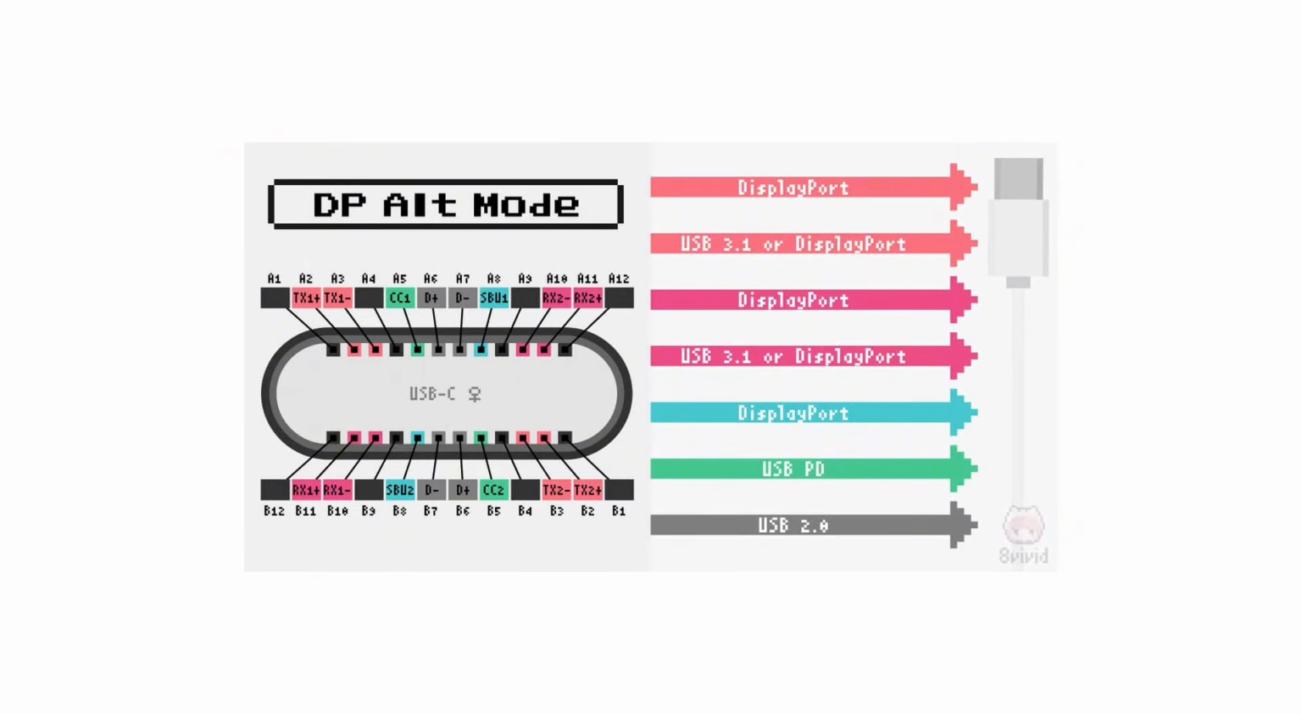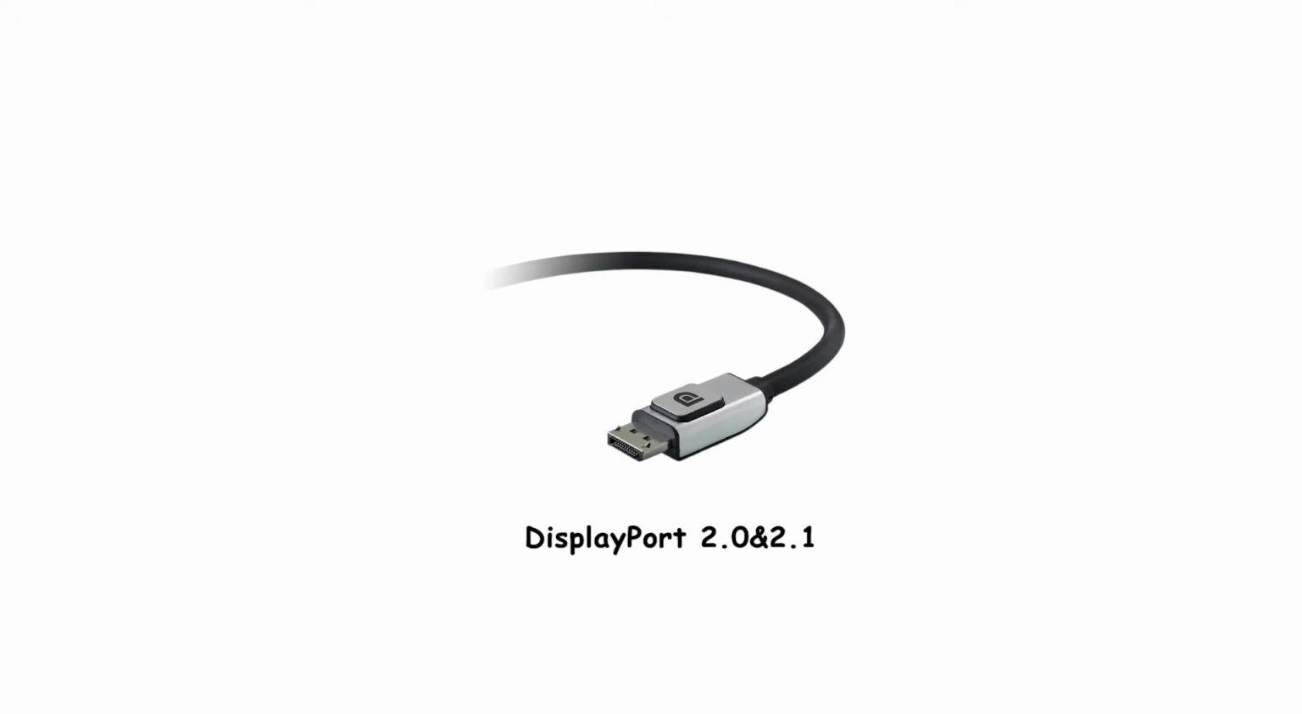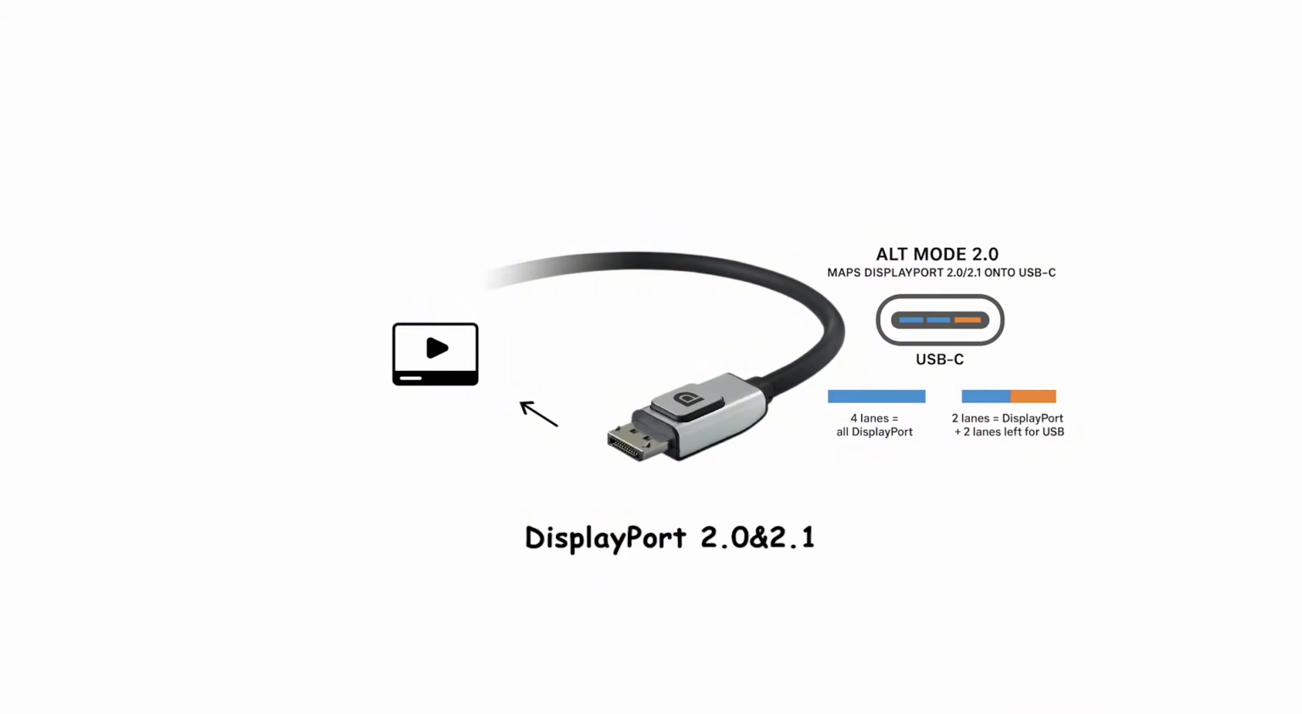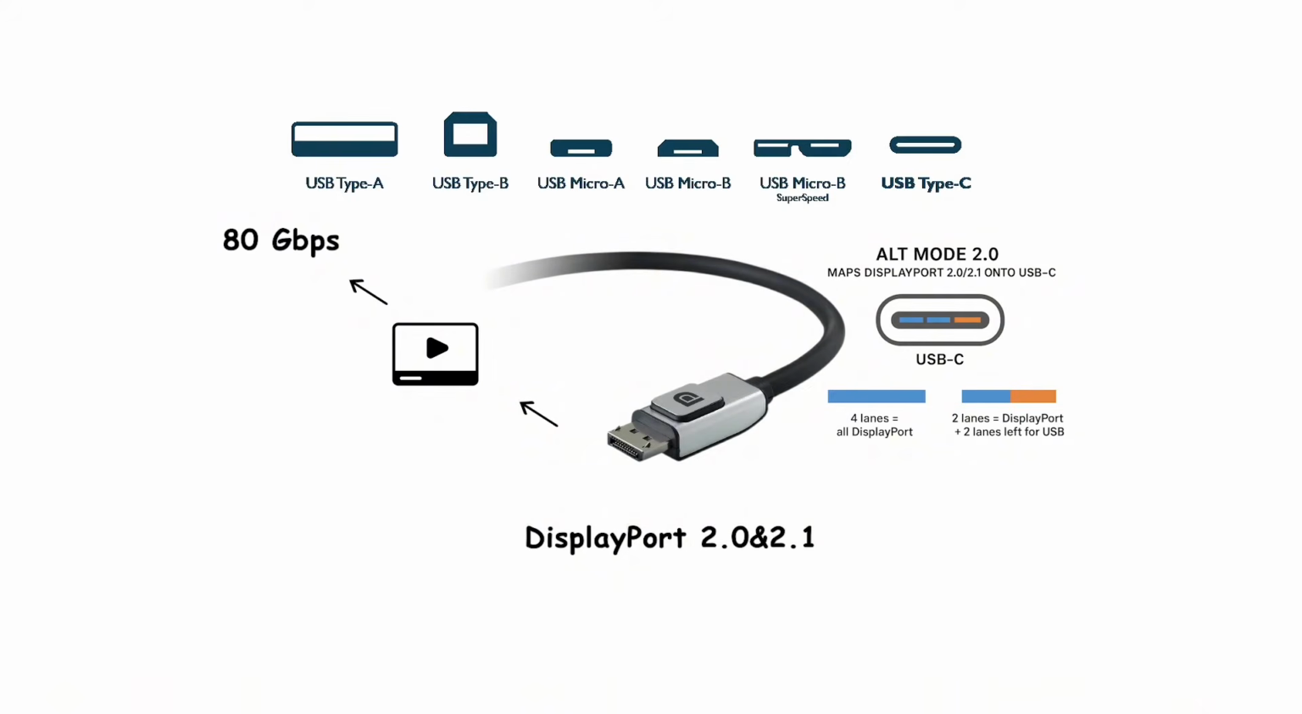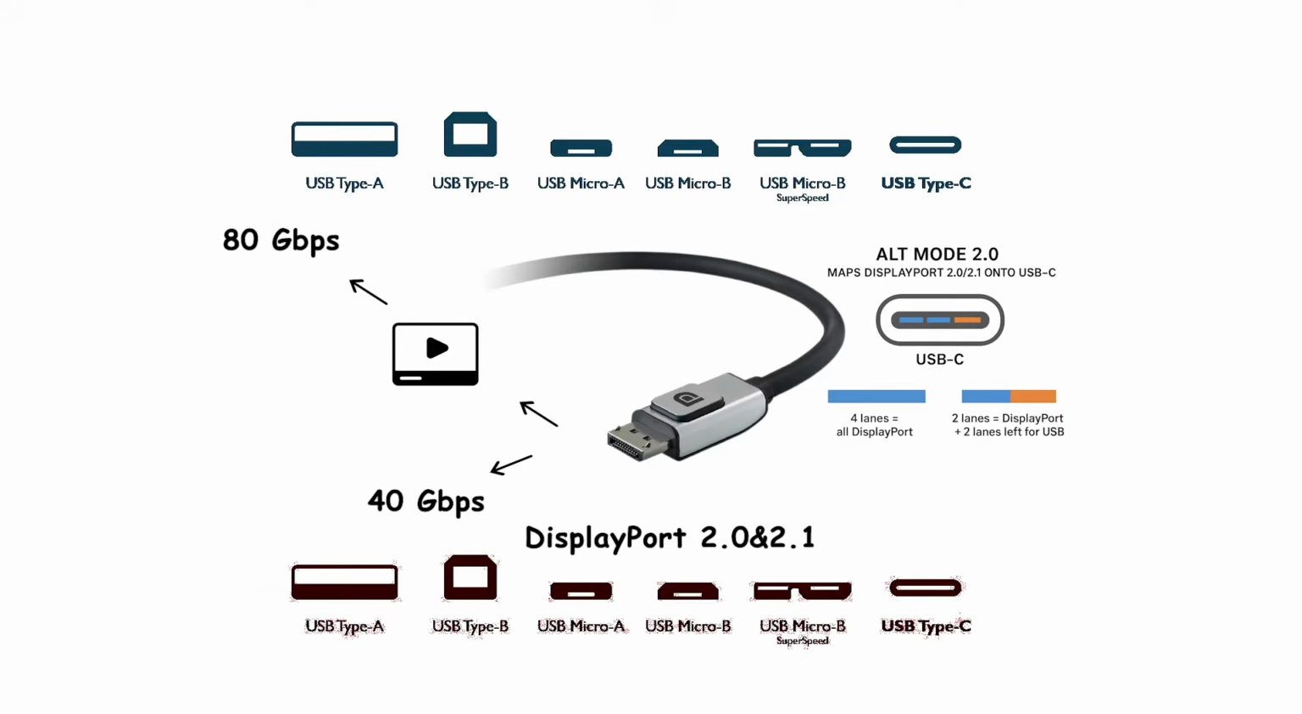Alt Mode 2.0 maps DisplayPort 2.0 and 2.1 onto USB-C. With all 4 high-speed lanes used for video, it carries up to 80 gigabits per second of DisplayPort. If you also need fast USB data on the same cable, it runs up to 40 gigabits per second for video, alongside USB. This is how single-cable docks can drive high-resolution displays while still moving data.